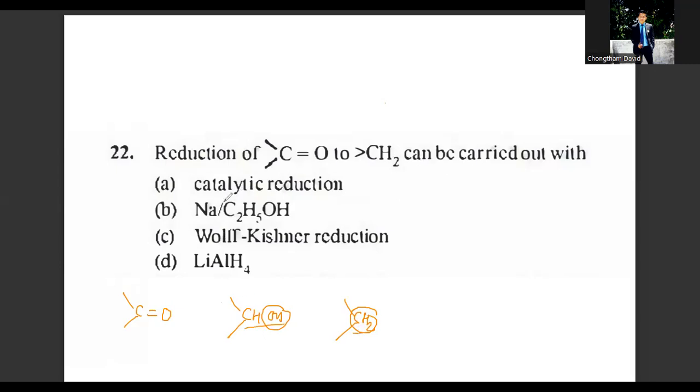So which is the correct answer? 22 will be this. This is a typical method for preparation of alkane by the Clemmensen reduction reaction. It is a name reaction which is there in your NCERT text. Okay, let's move on to question number 23.